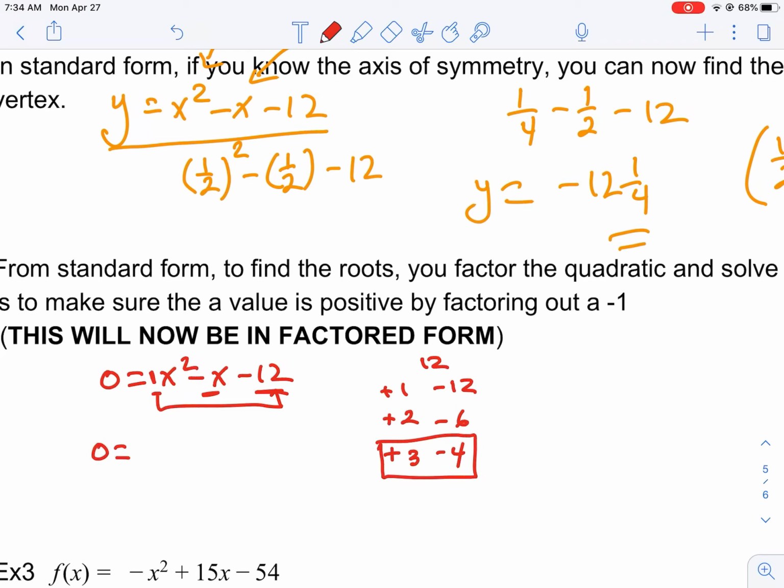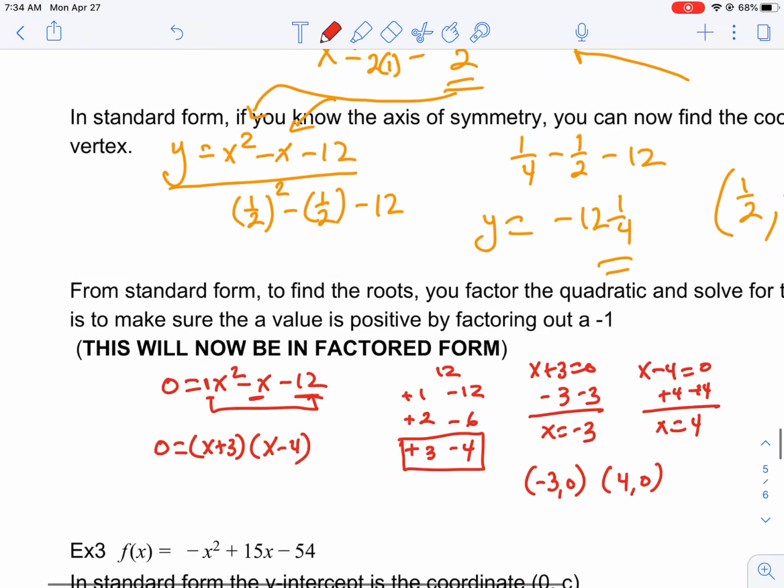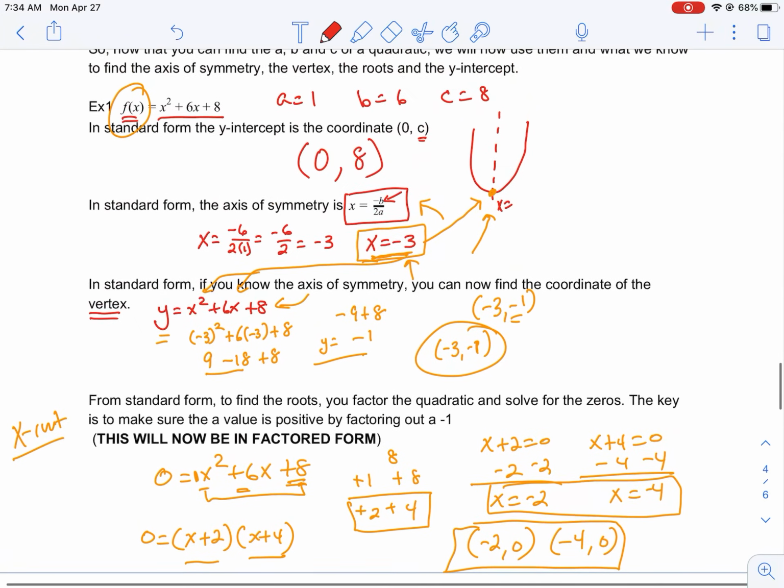So I get 0 equals x plus 3, x minus 4. And now I just solve. X plus 3 equals 0. Solve that. X equals -3. X minus 4 equals 0. Solve that. X equals 4. And again, if they want coordinates, we get -3, 0, and 4, 0. There's your coordinates. Now, before I go any further, I'm going to go back up here.